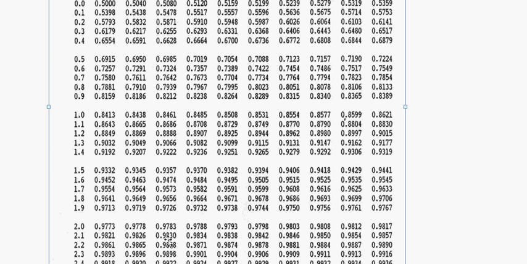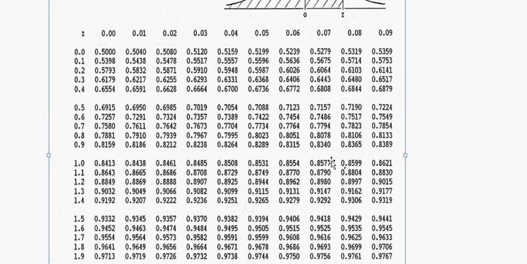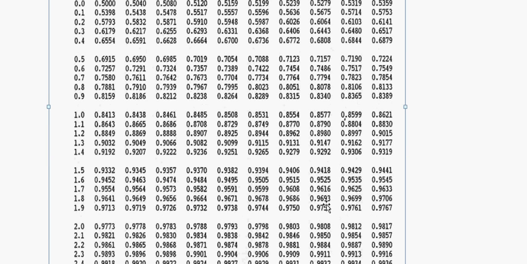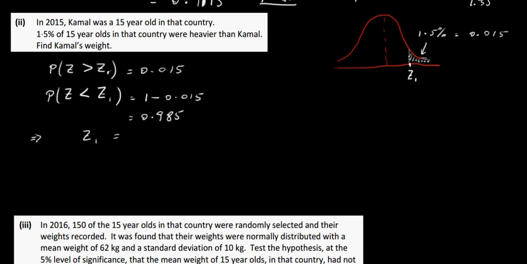So if we look over to find our z value, it's 2.1 on this side, and if we go up here, it's actually going to be 0.07. So it's 2.17. So there's our 0.985 here. So 2.17 would be our z value. Let's go back here, 2.17. Okay, so we have our z value here. So this z here is 2.17.